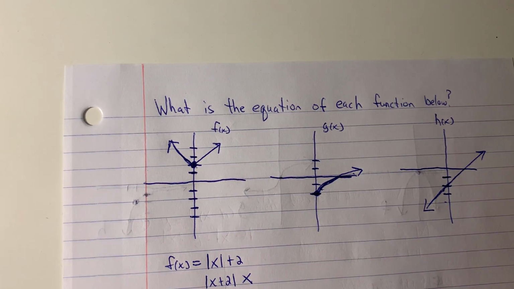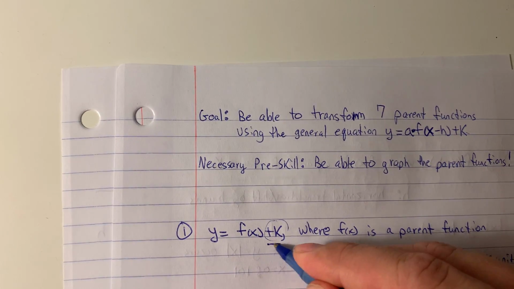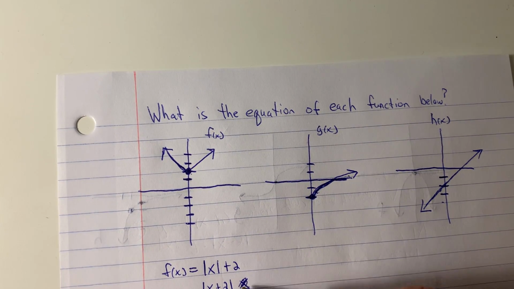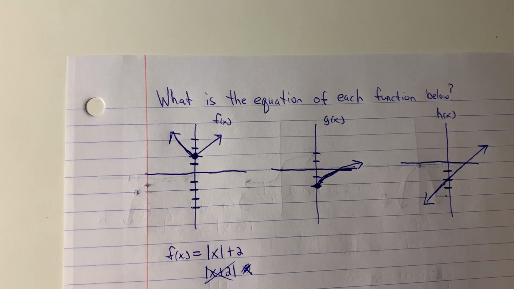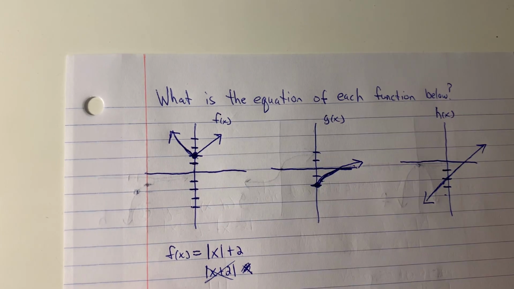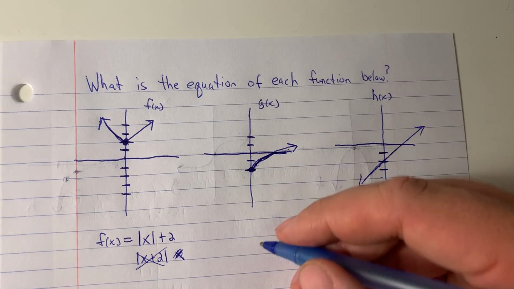The vertical shift has to come after the f of x. So you cannot have the plus 2 inside of the absolute value. It has to come after the absolute value for this to be correct. Okay, so that is a shift up by 2 from the absolute value parent function. Hopefully you got this one.